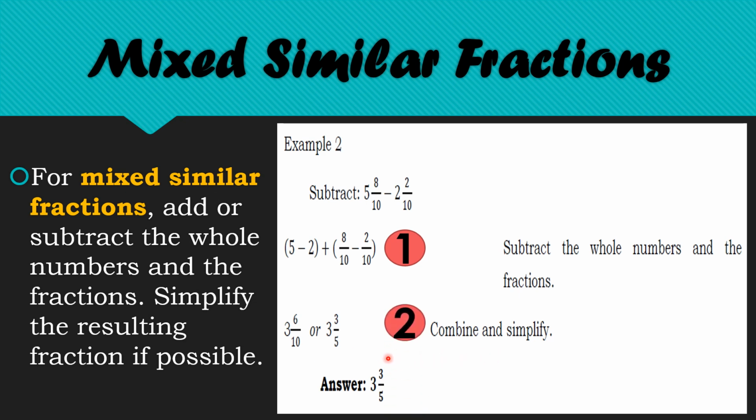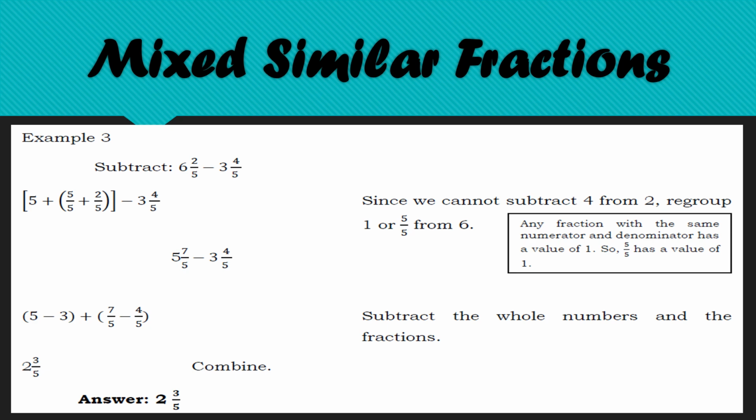Step 2. Combine and simplify. 6 and 10, the greatest common factor is 2. 6 divided by 2 is 3. 10 divided by 2 is 5. Therefore, the final answer is 3 and 3/5.